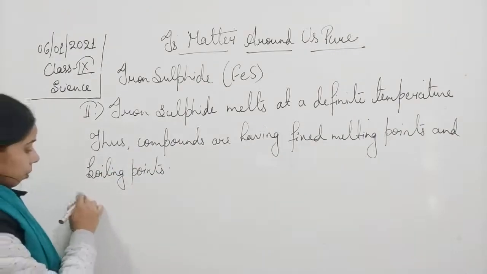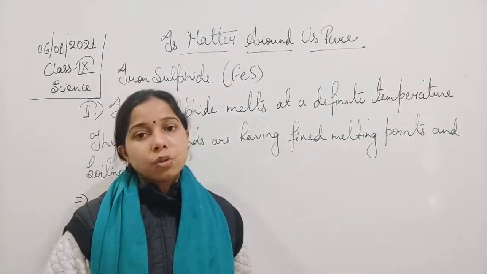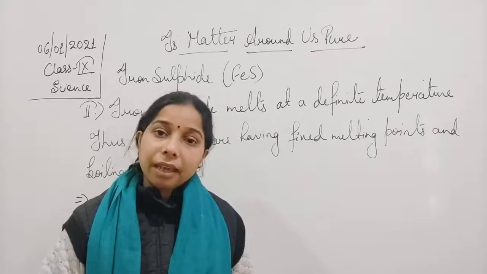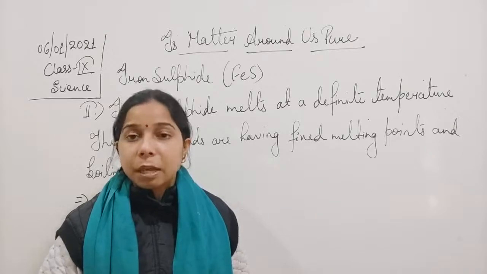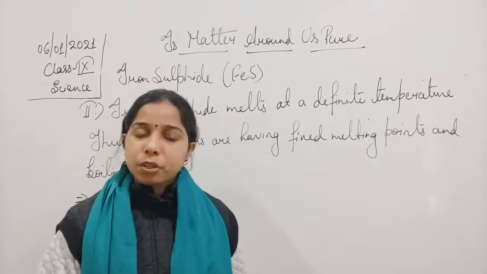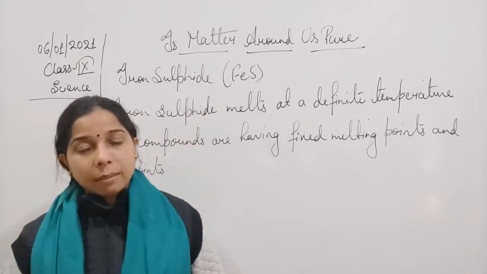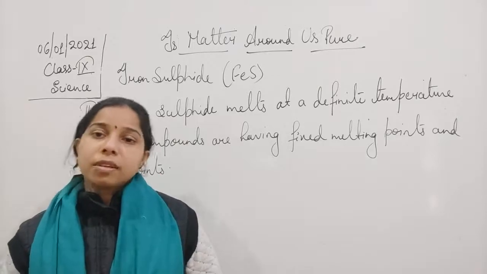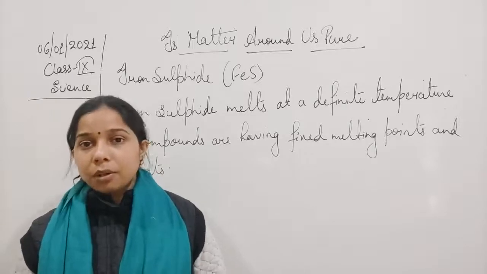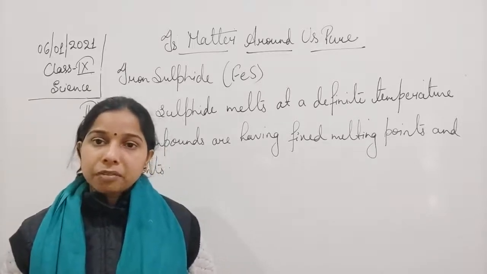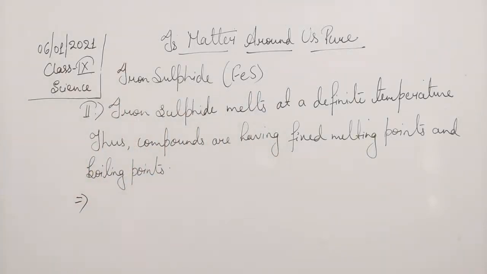Now, the last one, students: if with the help of a magnifying glass you look at iron sulfide, you will find that all the particles present in it remain the same. It means there is no place where one particle is more than the other, so we can say it is uniform throughout the mass. In a mixture, there was more iron filing at one place or more sulfur at another place. But here, with a magnifying glass, you will find it is uniform throughout the mass.